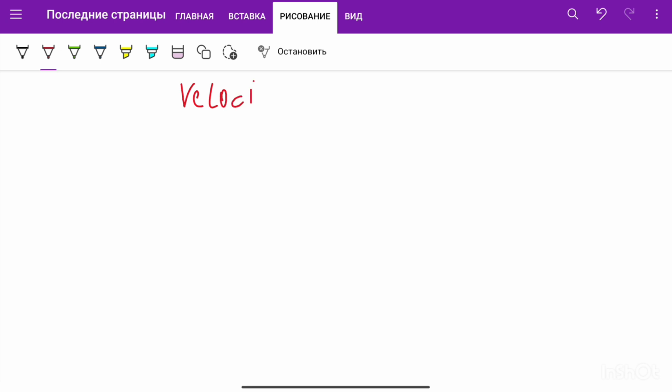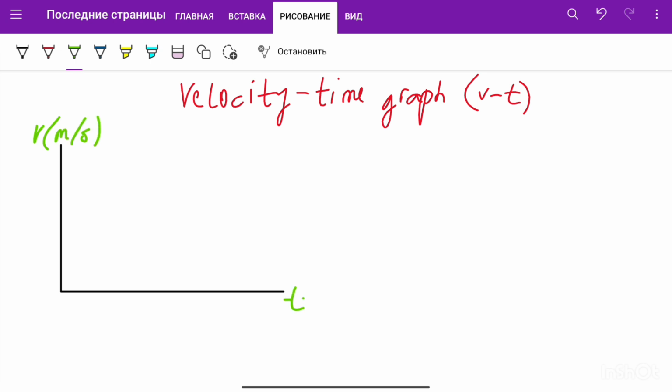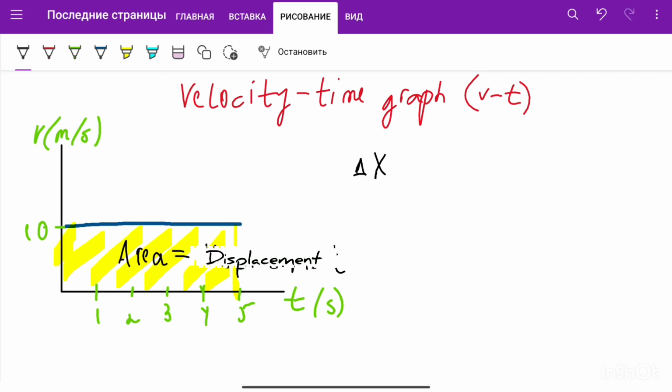Now let's draw a velocity time graph. So the y-axis is velocity and the x-axis is always, practically always, time. So the line will be straight because in our case the velocity is constant. And the area under the line is always equal to the displacement. This means that velocity multiplied by time is equal to the displacement. So the velocity is 10 in our case, and time is 5. 10 multiplied by 5 is 50, and 50 meters is what the car covered.